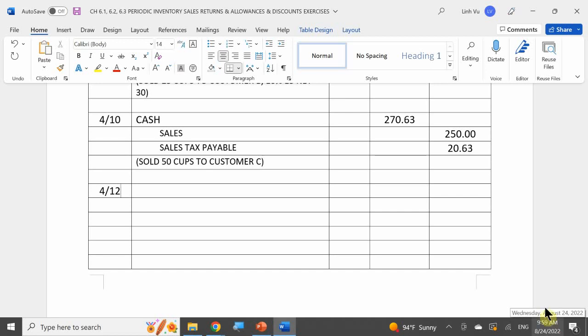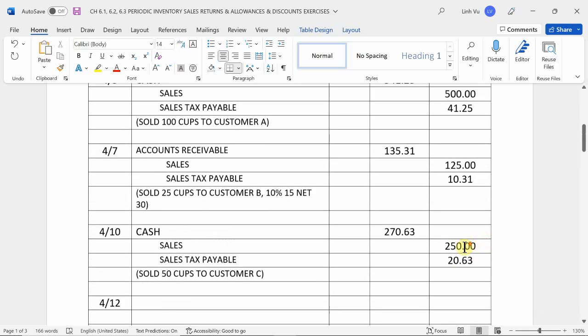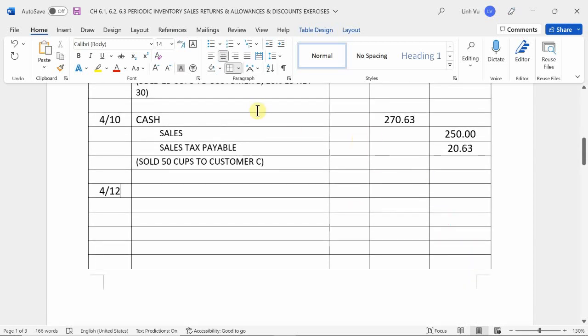Accounts receivable, sales, no, returns and expenses. Sales returns and allowances. Okay, good. Sales returns and allowances, sales tax payable and cash.